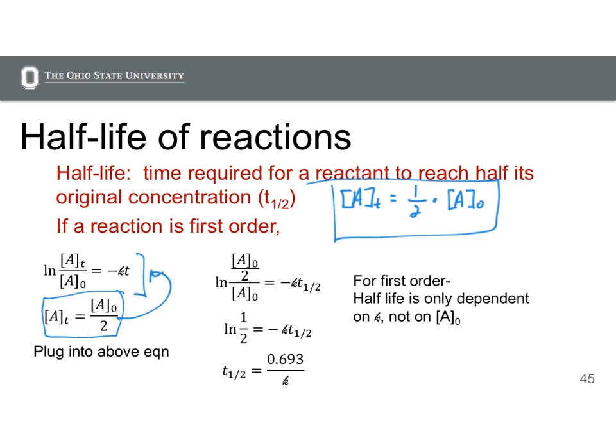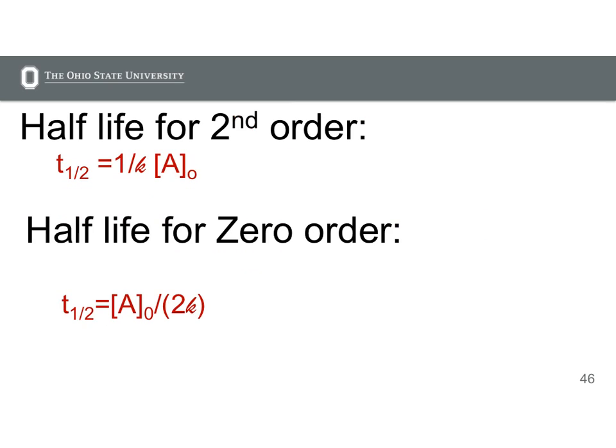That's not true for second order or zero order. I can't remember if your book goes through the derivation of these, probably not. But the half-life for second order is 1 over K times the initial concentration of A. So it is dependent on the starting concentration. And for the zero order, I don't really like how these are showing up, so A0 over 2 times the rate constant.